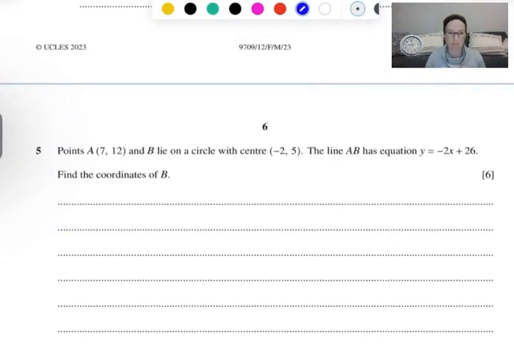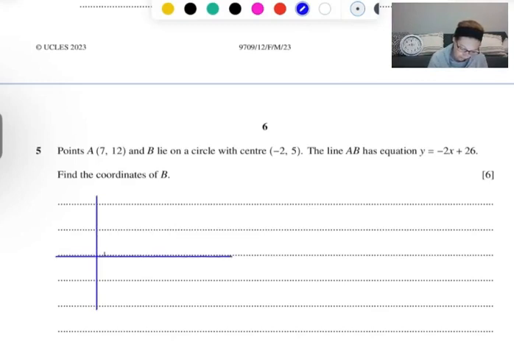Okay, next question. Points A and B lie on a circle with that as the center. The line AB has that equation. Find the coordinates of B. Okay, what am I going to do? I'm just going to sketch to try and orientate myself because I don't know what they're actually trying to get to here.